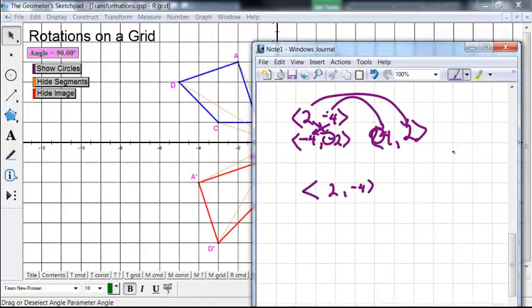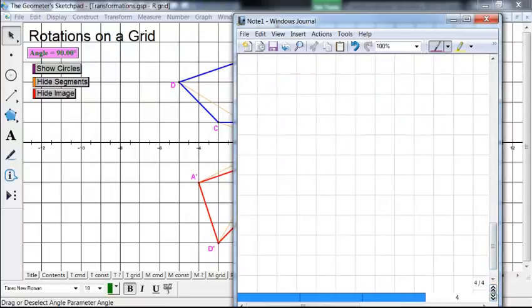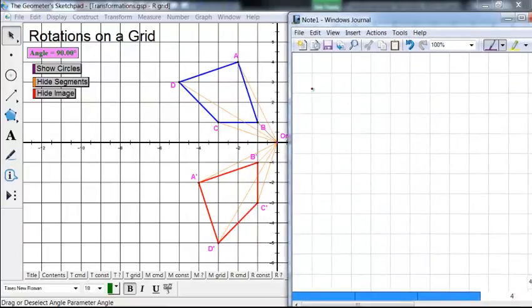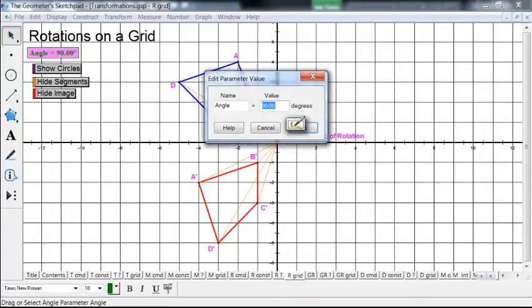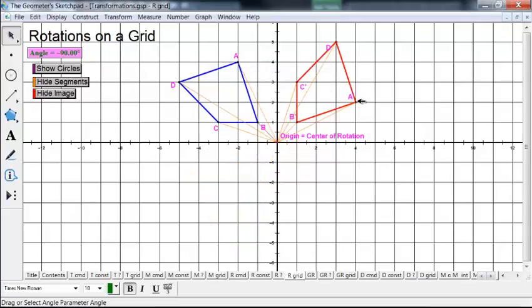So instead of thinking of these as vectors, maybe it may be better to look at this as a point. So let's take the point A. A is actually the point negative 2, 4. And A prime is negative 4, negative 2. This is a 90-degree rotation. See what happens with a negative 90-degree rotation. Okay, A prime is here. It's at 4, 2.